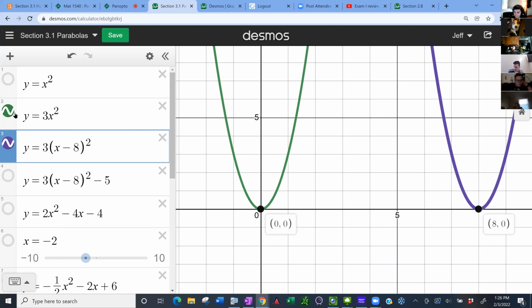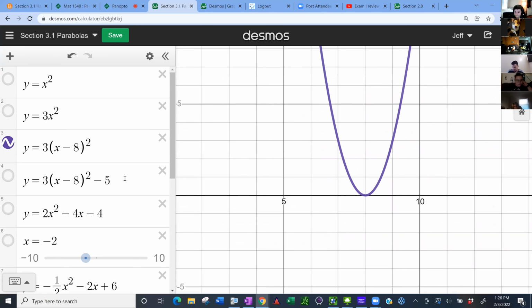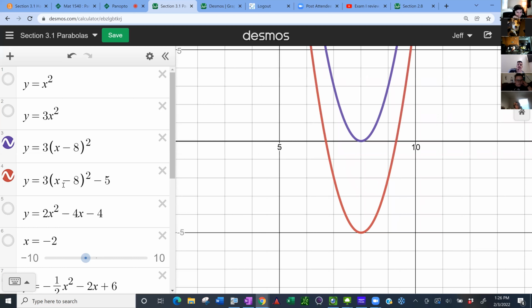And now there's one last change we're going to make. And that is, I'm going to take this and subtract 5. How is that going to change the graph? Down by 5. And you can see our new vertex is something that you could read off of the original graph. In fact, we did. Here's our vertex, 8, -5.